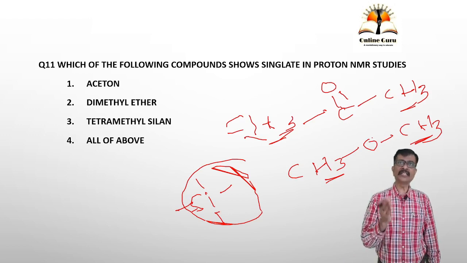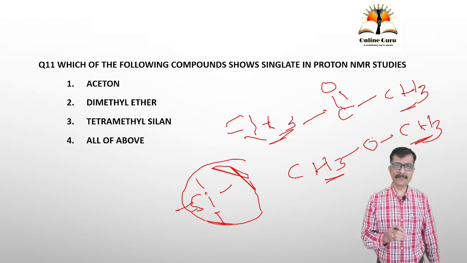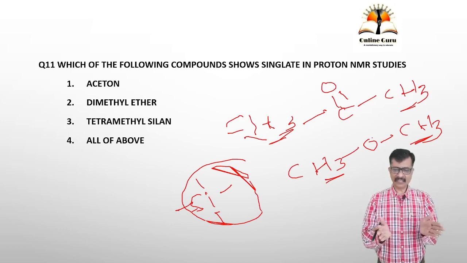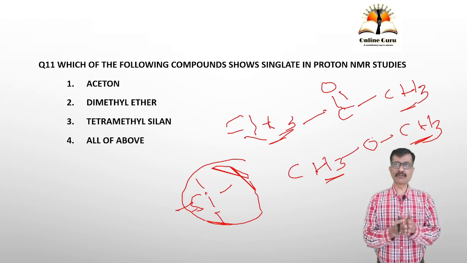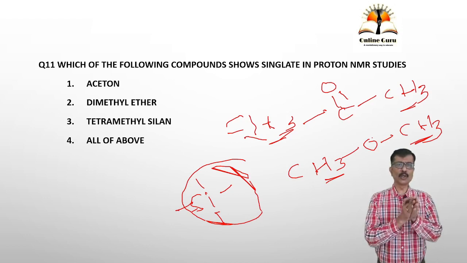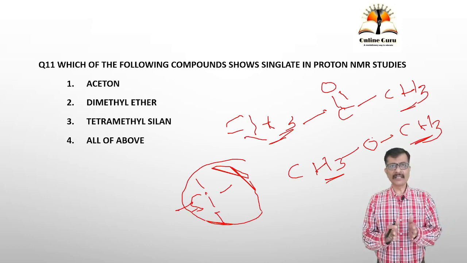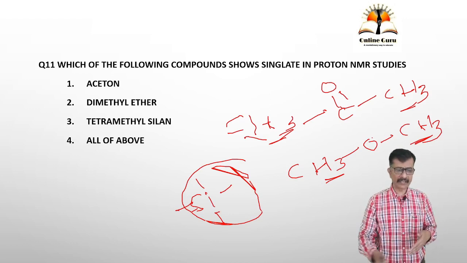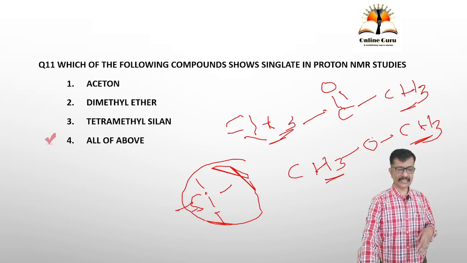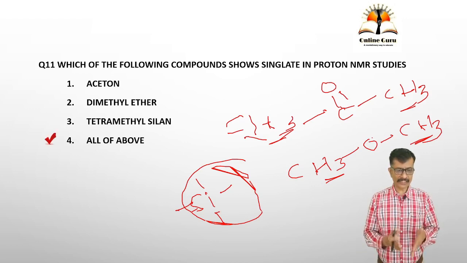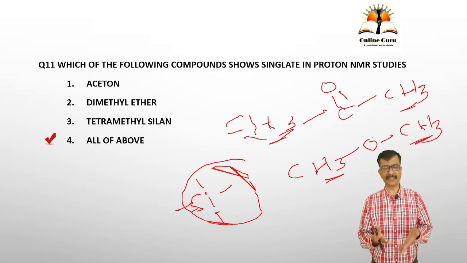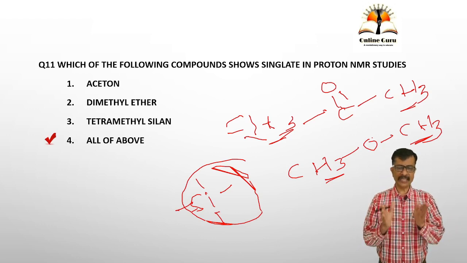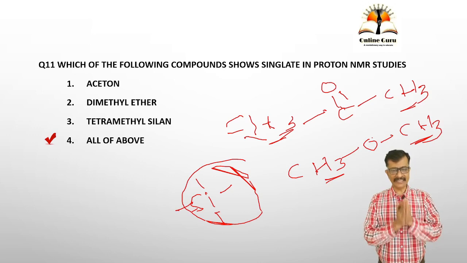Spin splitting is decided by the number of protons on the adjacent carbon. Here all protons are attached to a carbon that has no adjacent carbon bearing any proton. So all are giving a singlet. So the correct answer is all of the above. Acetone, dimethyl ether or tetramethylsilane, they all give a singlet because the protons in those molecules are in the same chemical environment.